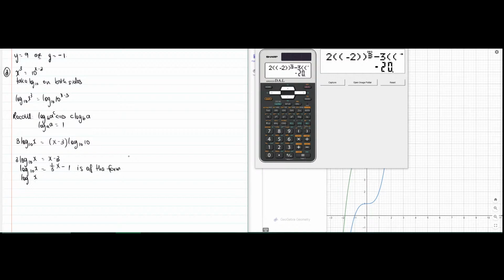And we say it is of the form log of x to base 10 is equal to ax plus b, where a is 1/3 and b is minus 1. Cool. This is D part 1. We will do D part 2 up here.